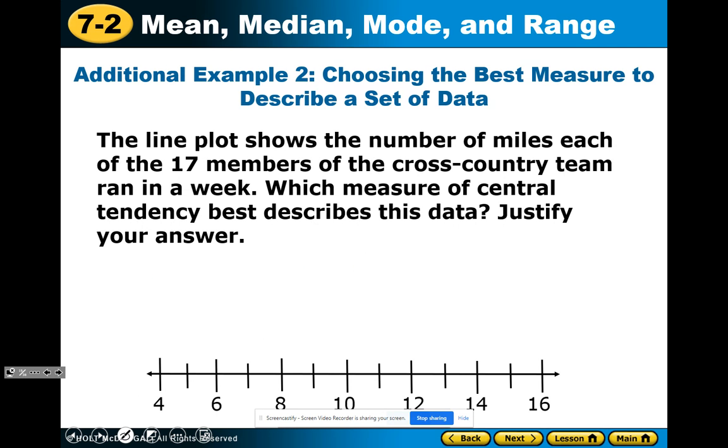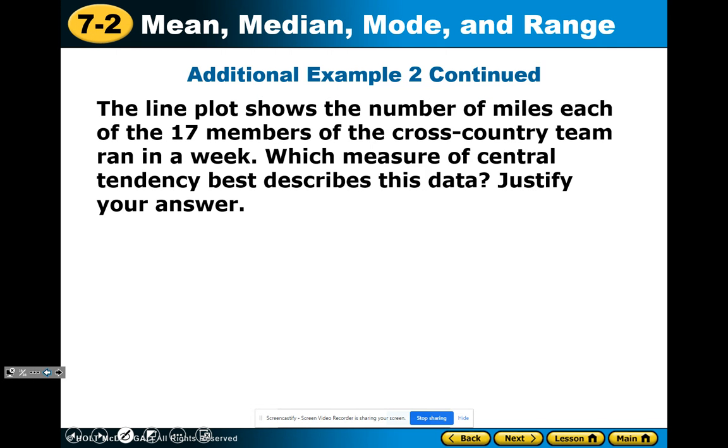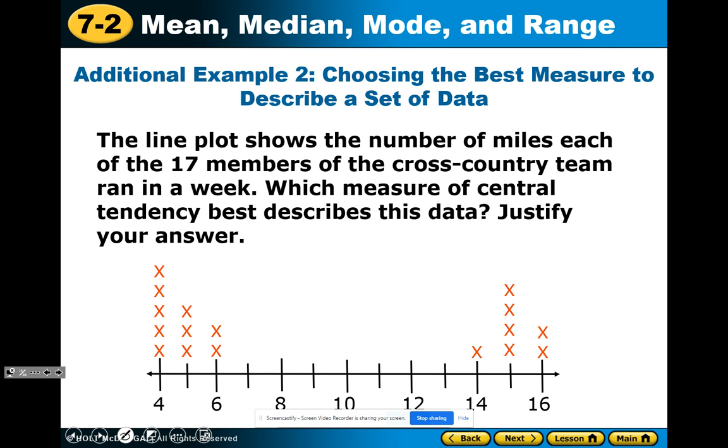Alright? So now, the line plot shows the numbers. So now they're going to give you stuff like this. You get this. This is the times that they finished in the cross country meets. You're going to have to figure out, there were 5 4s. There were 3 5s. There were 2 6s. There was 1 14. There were 4 15s. And there were 2 16s.